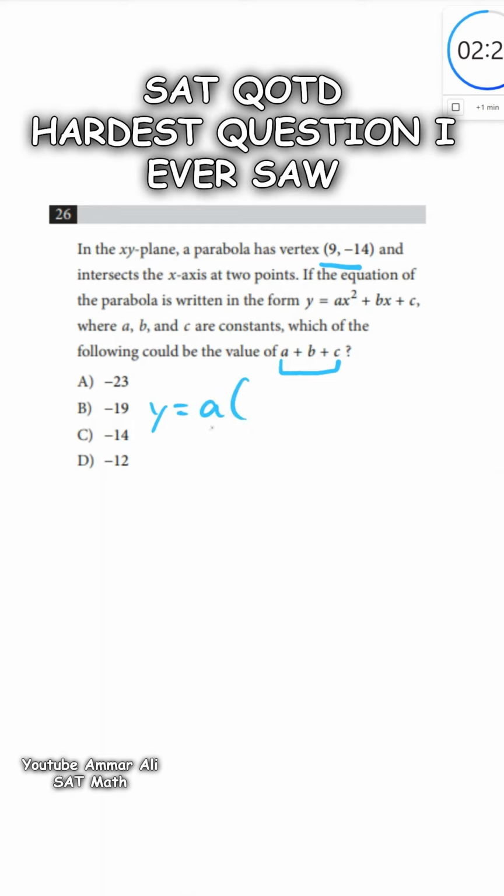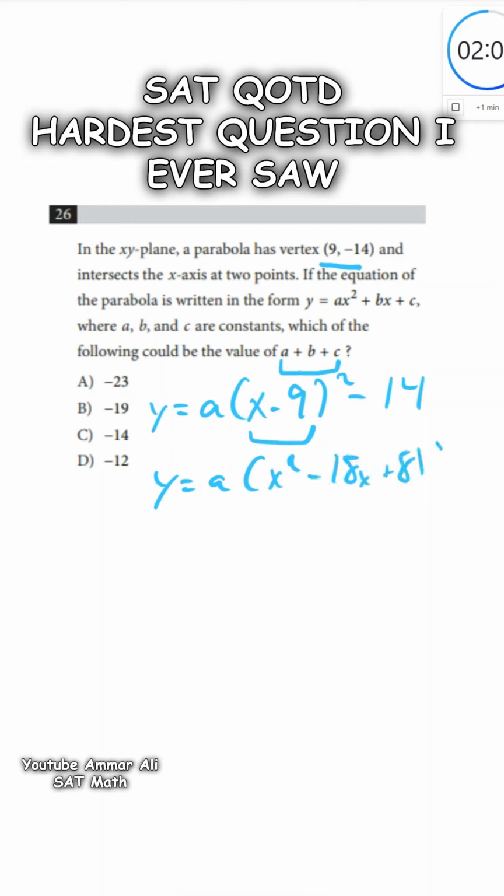So I'm going to put my coefficient a here, x minus 9 squared, because that goes where the x coordinate of the vertex is, and then minus 14 because that's the y coordinate of the vertex. Now we are going to expand this out. So we're going to get y is equal to a times x squared minus 18x plus 81 minus 14. And now we're going to distribute the a.